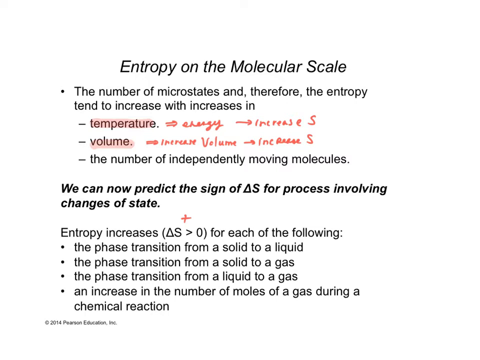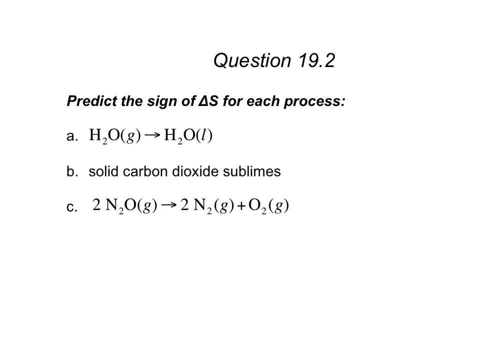Okay, so now let's try that. I want you guys to utilize these principles to predict whether the following processes are spontaneous or not, whether they have a positive delta S. Actually, I'm asking just for the sign of delta S. So the answers here will be positive or negative.